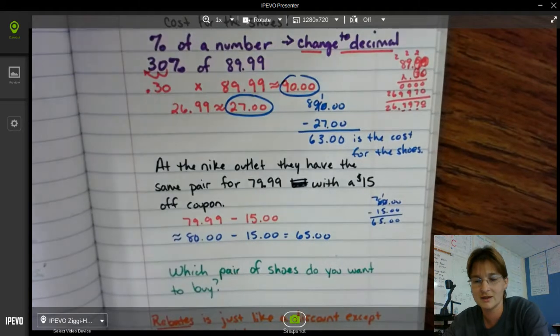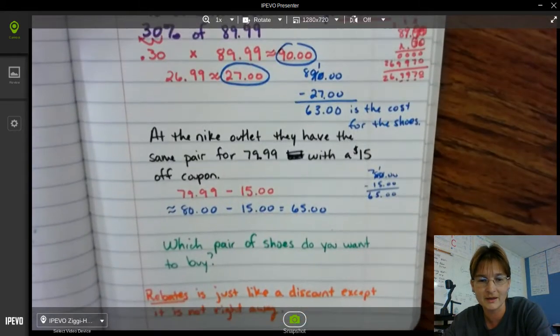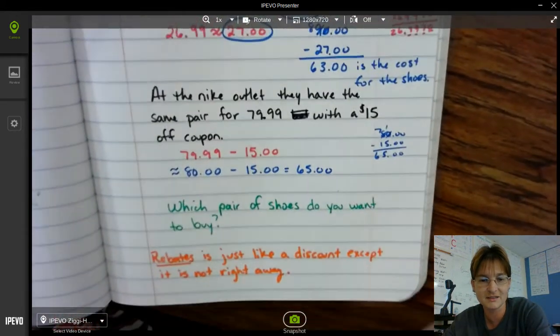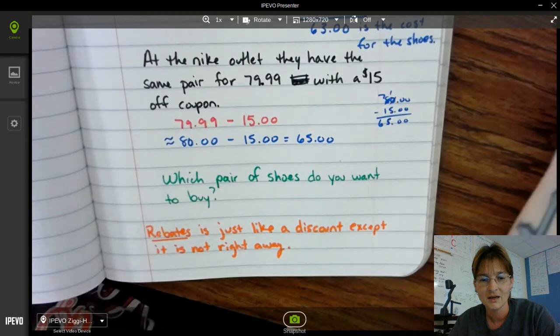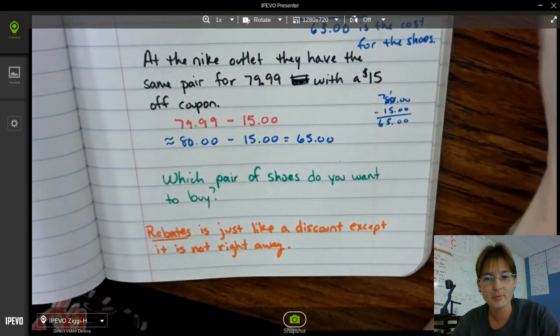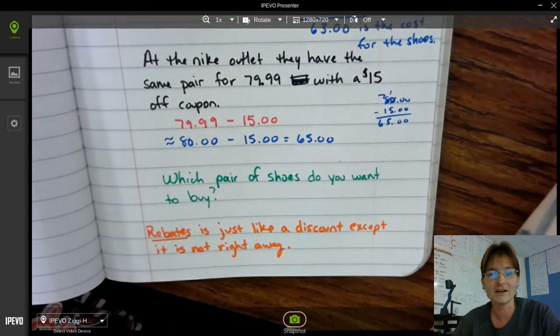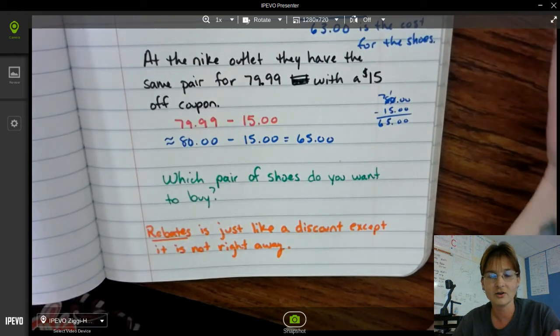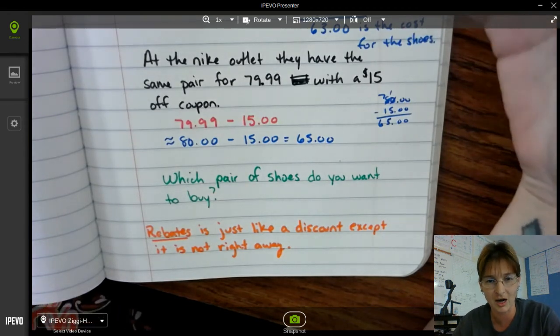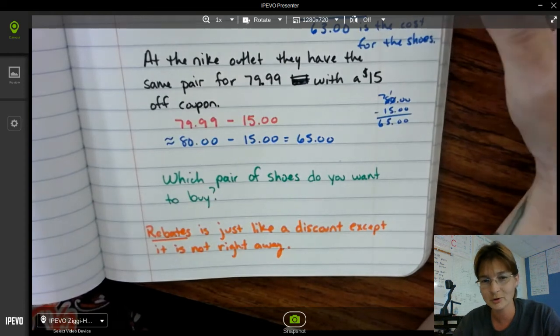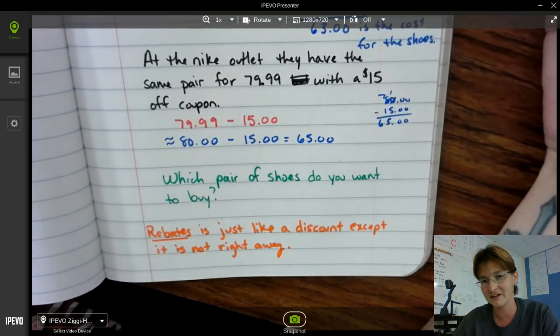The last thing I want to talk about real quick is rebates. Rebates is just like a discount, except a rebate is not done right away. Rebates you have to mail in. So if I say you have a rebate of $50 off of something, then you're going to take that $50 and you're going to subtract it from your cost, but you have to mail that in order to get your $50 back.